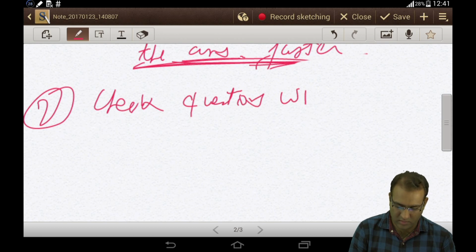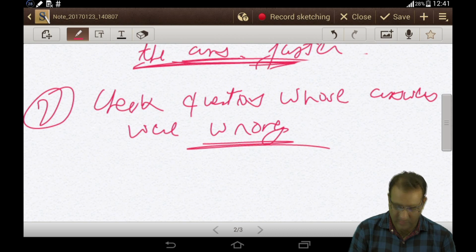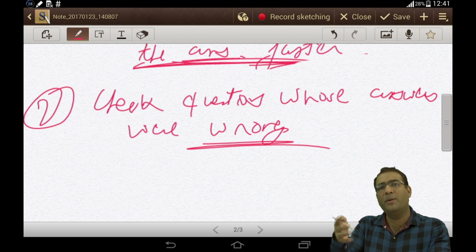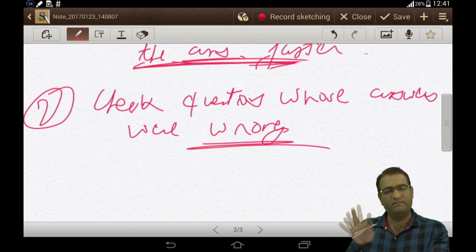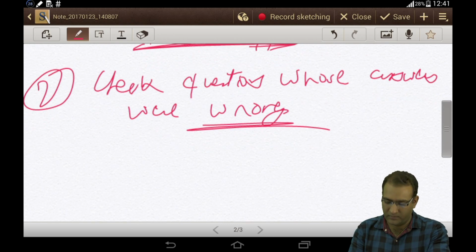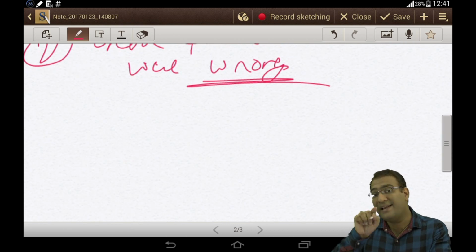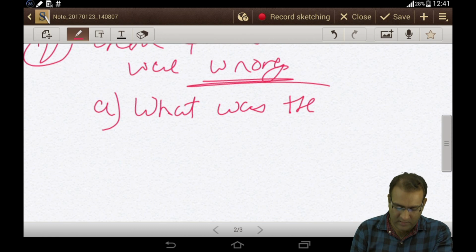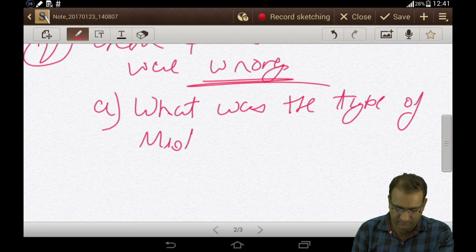Check questions whose answers were incorrect. Let's see what you have to do in this. We already know the answers, so what normal people do is they find the correct answer and leave it. Okay sir, this is correct, I made a mistake here, that's okay. No, we are changing it. Find out the mistake you made in this. Number A, what was the type of mistake you made?